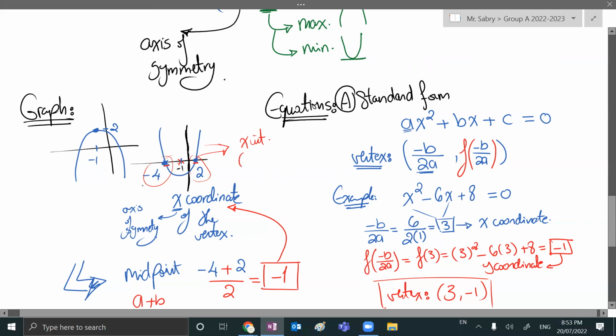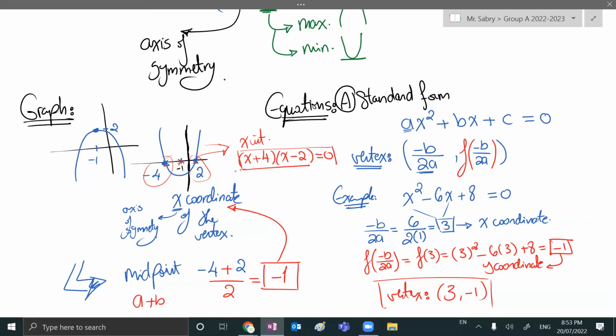So all I'll do is take this -4 and put it inside of a bracket next to the x with the opposite sign, +4. And I'll take this 2, put it inside of a bracket next to the x with the opposite sign, -2. This is the equation of this function. That's it. If I'm given the graph and I'd like to find the equation, this is what I do. If I'm given the equation and I'd like to understand what those points represent in the graph, I understand that they represent the x-intercepts. Does that make better sense, or more sense?